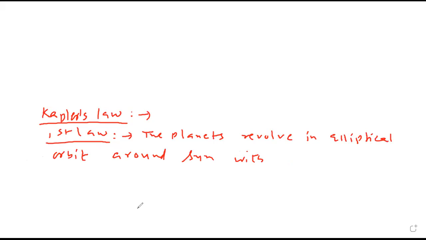So whenever it is given planet revolving, it is not circular. Satellite revolving, it will be circular. Planets revolve in elliptical orbit around the Sun with the Sun situated at one of the foci.